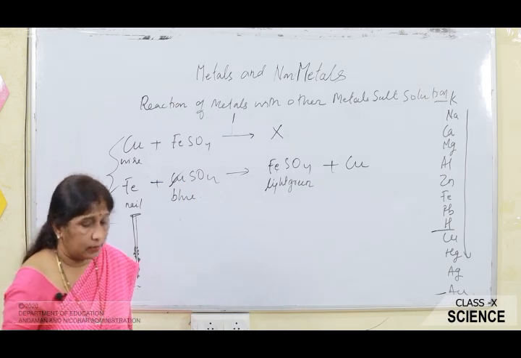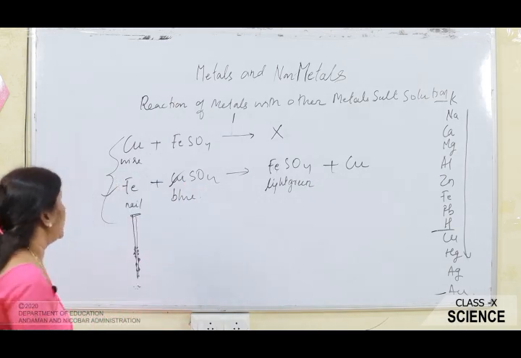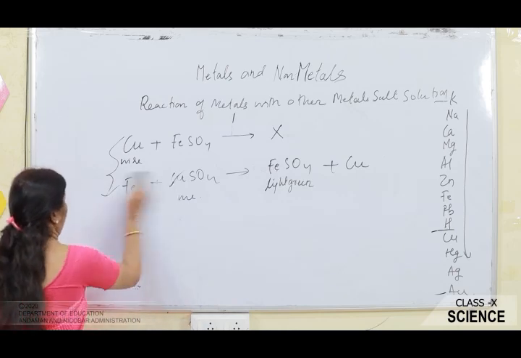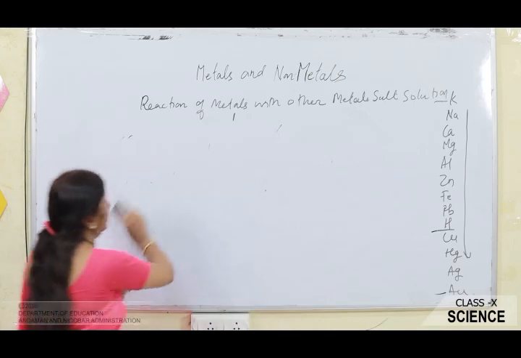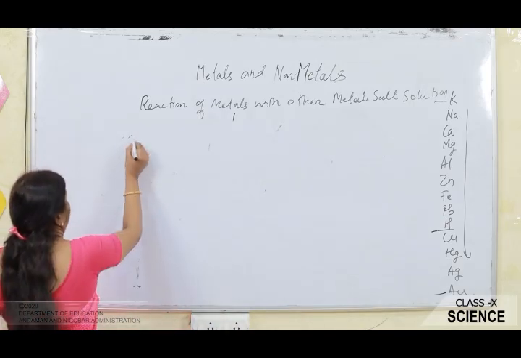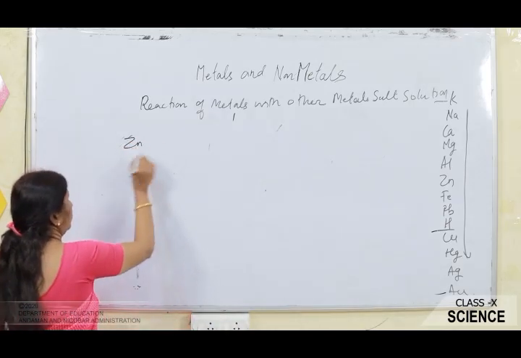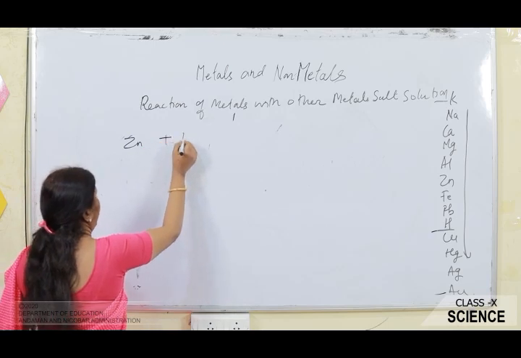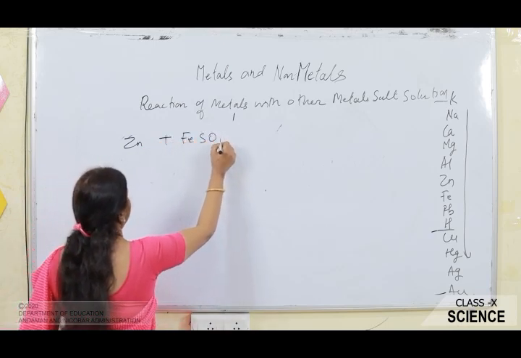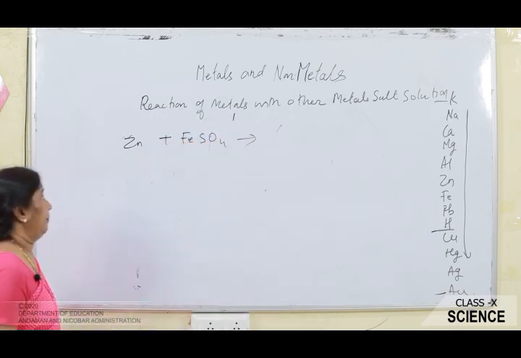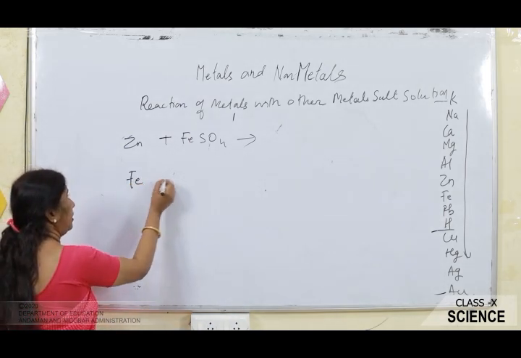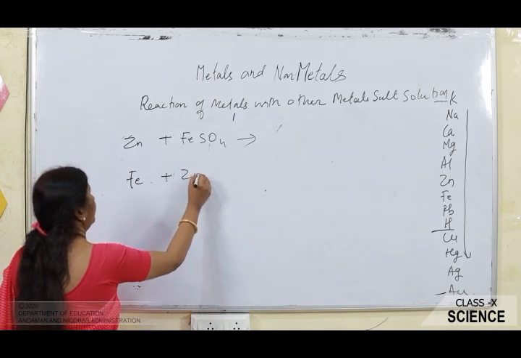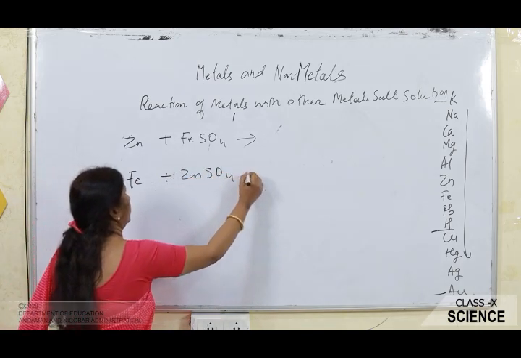We will take another example, one more example. We will take some zinc granules, solid zinc granules, and put them in ferrous sulphate solution. In the next test tube, we will take an iron nail and put it in zinc sulphate solution.